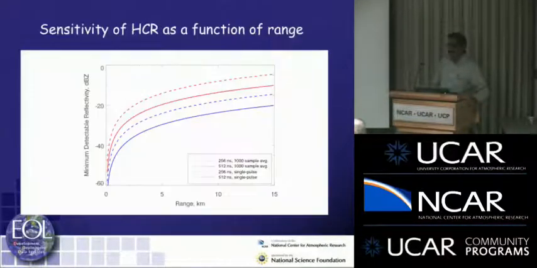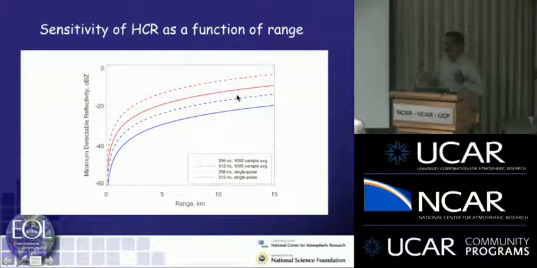This diagram shows, as a function of range, the distance from the radar, the minimum dBZ detectable. At about 1 kilometer it is minus 43 dBZ, and we go out to 15 kilometers. There are two different pulse lengths: the solid line corresponds to a half microsecond, and the dotted line corresponds to a quarter microsecond pulse width.